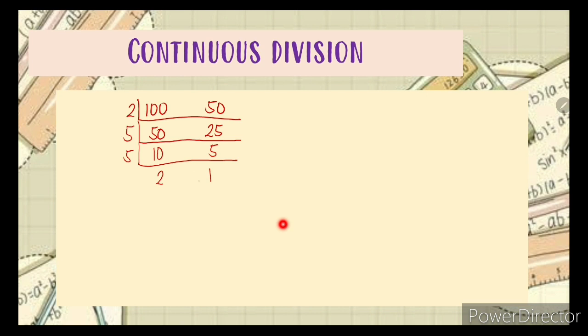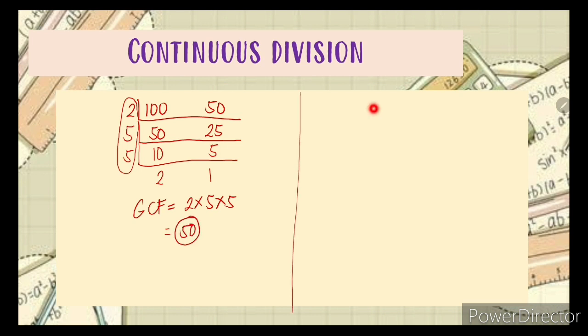So, prime number na ba si 2? Okay, prime number na si 2. Si 1, special number siya, kaya iwanan na lang din natin siya. So, kukunin natin yung mga nasa gilid niya para makuha natin yung GCF. 2 times 5 times 5. So, 2 times 5 is equal to 10 times 5. So, our greatest common factor is 50.